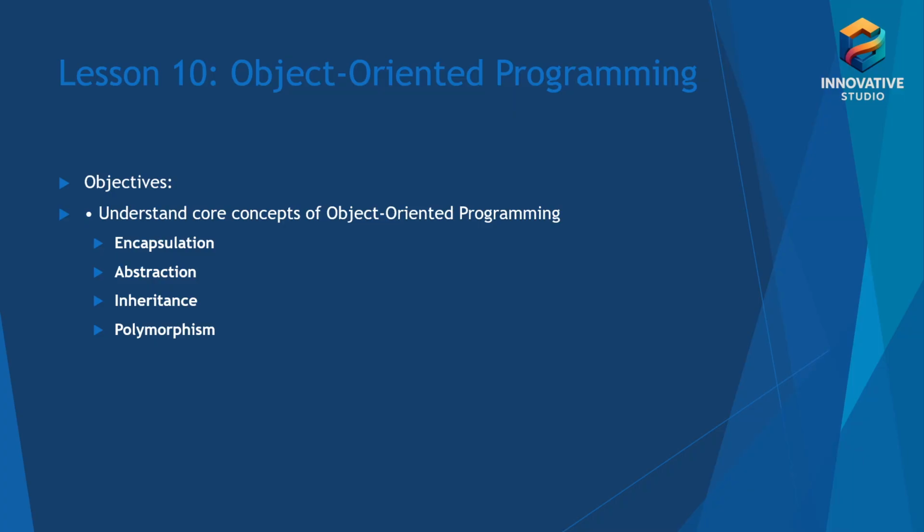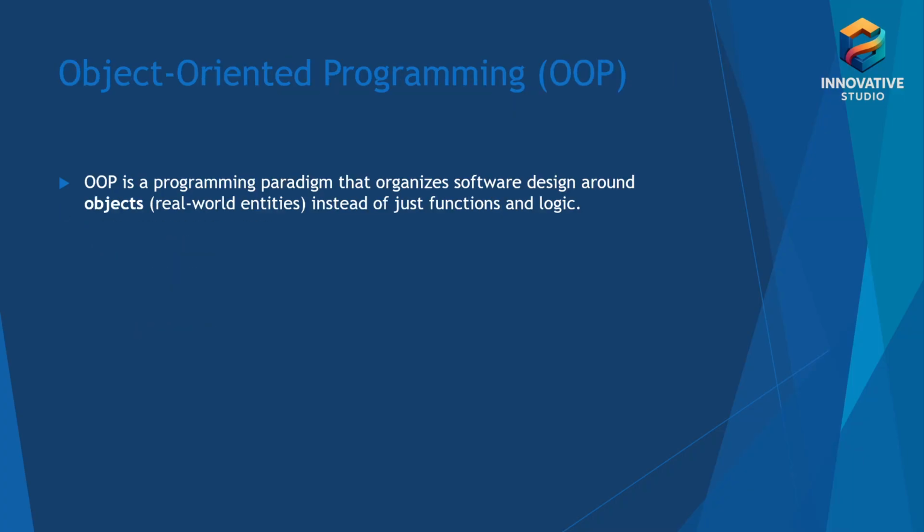Today we are going to learn about roadmap lesson number 10, which is about object-oriented programming. So, guys, we will discuss and understand the core concept of OOP and its properties: encapsulation, abstraction, inheritance, and polymorphism.